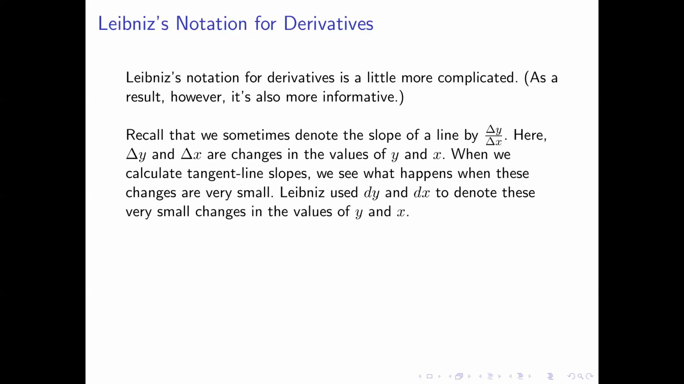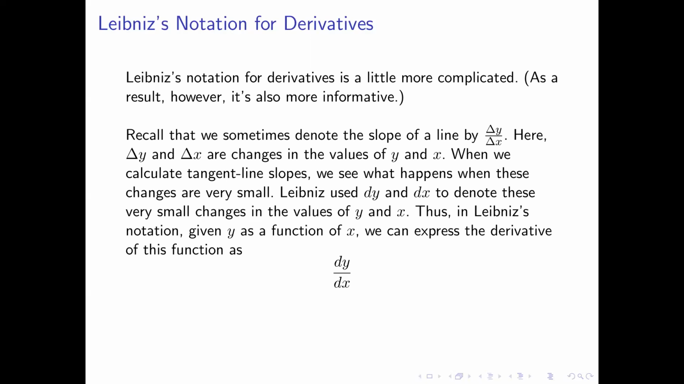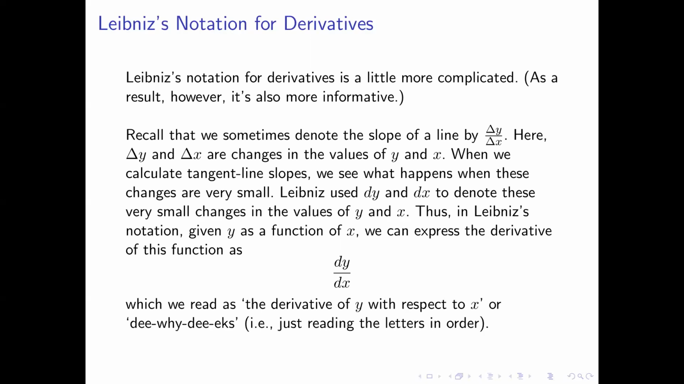So what Leibniz did was to modify this slightly. Rather than using the Greek letter delta, he used the lowercase Roman letter d to denote very, very small changes in the values of y and x. So he'll write dy and dx for a small change in y and a small change in x, respectively. And then we can denote the derivative of the function that we're looking at as what you see there, dy over dx, where y is the dependent variable of our function and x is the independent variable. If you want to read that, you can read it either as the derivative of y with respect to x. That's one way to read it. Or to save time, we'll sometimes just read the letters one by one, dy dx. That's Leibniz's notation for derivatives.